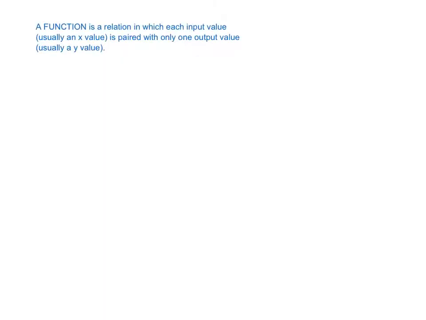Now, I said we had to talk about a relation before we talked about a function. The reason is that a function is a special relation that satisfies a certain condition. Let's write that down. A function is a relation in which each input, usually an x value, can be paired with only one output value, which is usually a y.